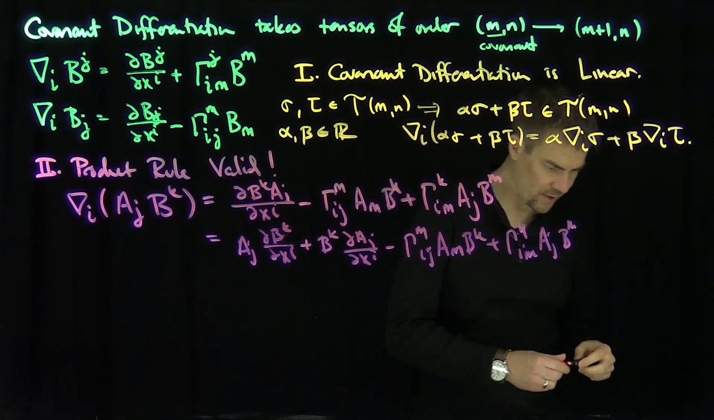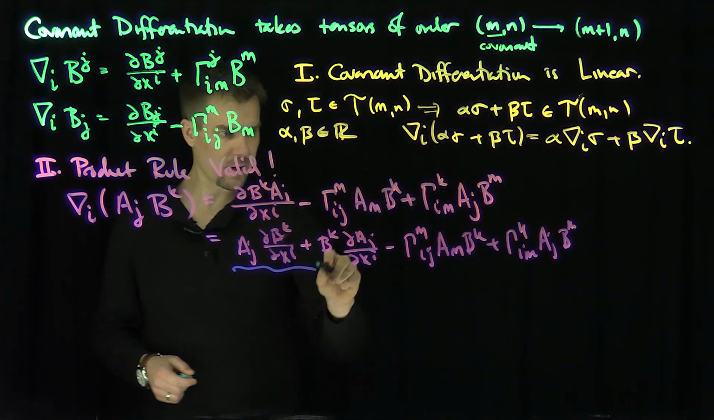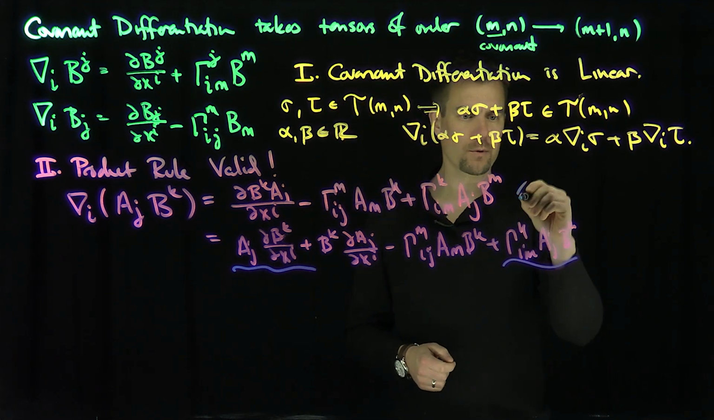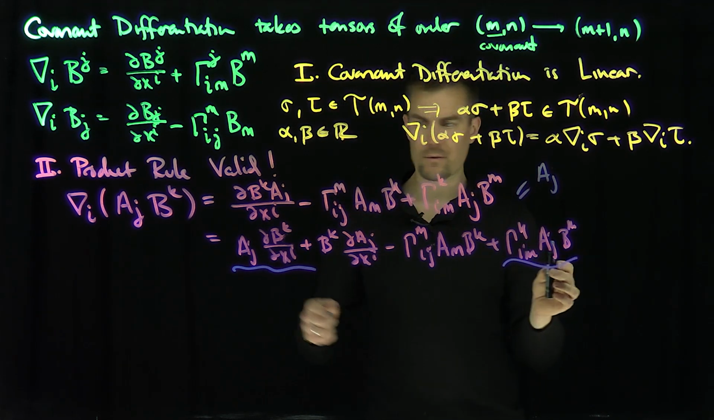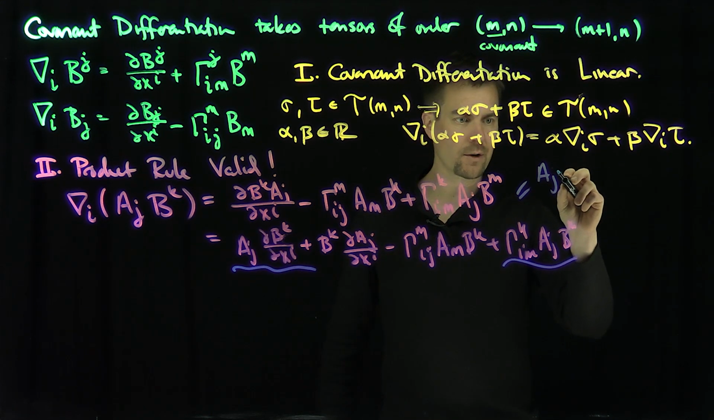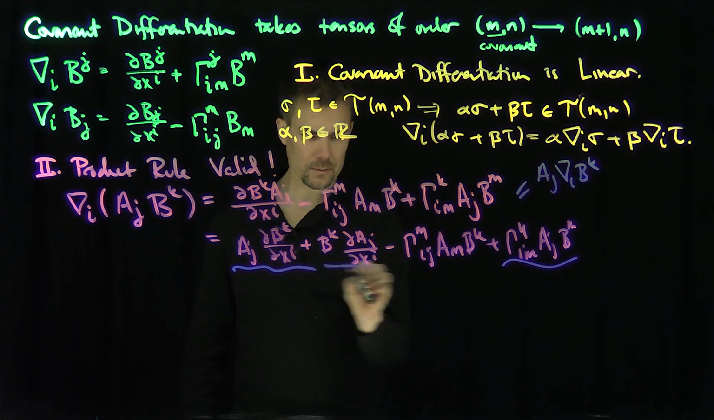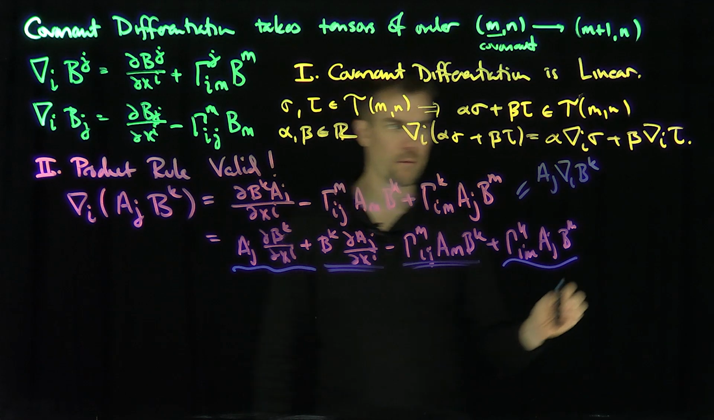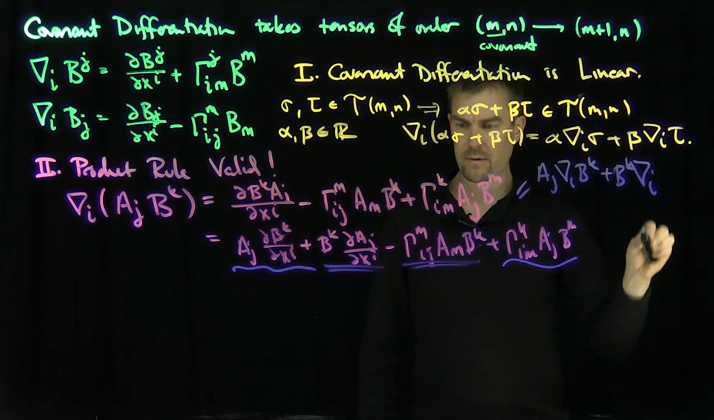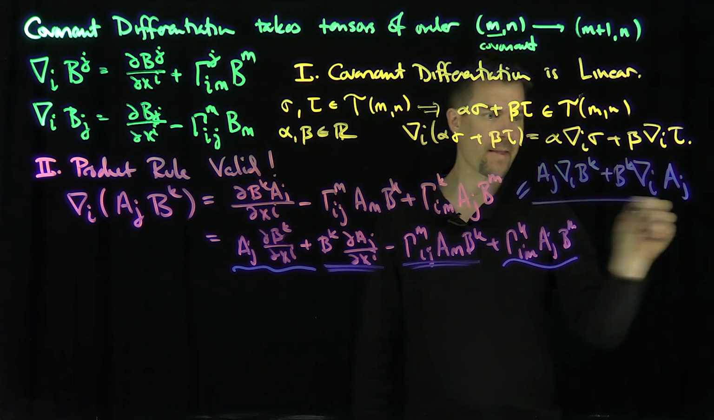And so now what are these terms together? Now we're in exactly the right position. This term, this term, and this term over here all have a factor of a_j. So that's going to be equal to a_j times the covariant derivative with respect to i of these b^k terms. And then these terms over here have b^k in common, so plus b^k times the i covariant derivative of a_j. And that's exactly the product rule.